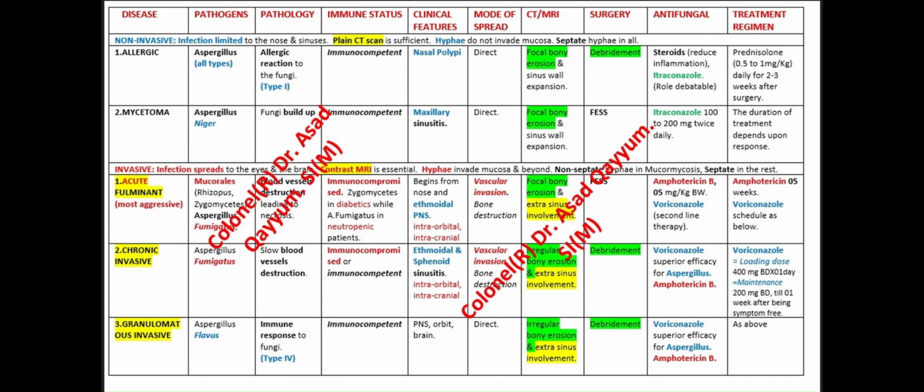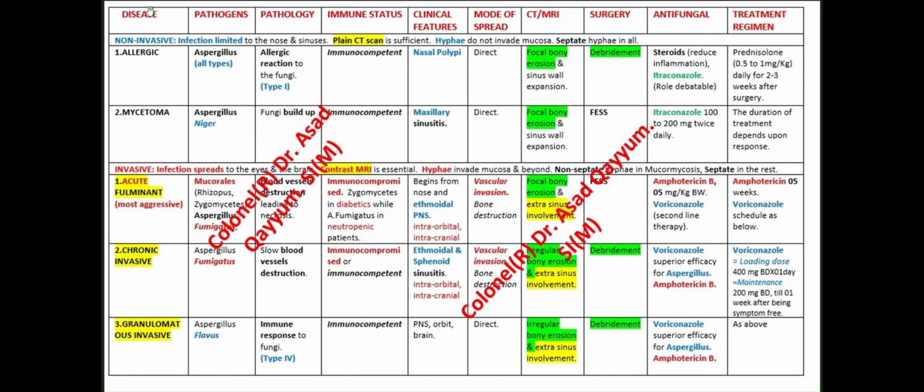Coming towards the second step, now we will be applying those 20 key points on this table to understand the different types and subtypes in a better manner. You can see the red headings. This is the disease, pathogens, pathology, immune status, clinical features, mode of spread, investigation, and the treatment modalities.